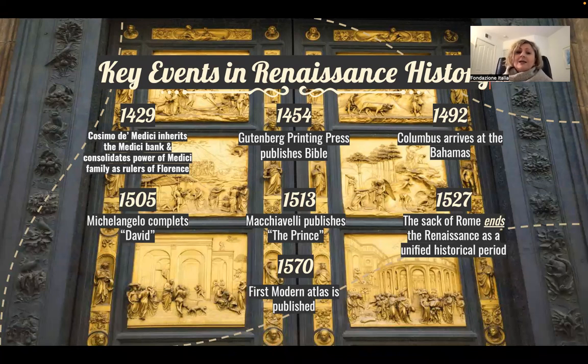In 1505, Michelangelo completes David. In 1513, Machiavelli publishes The Prince, all in the early 1500s, at the peak of the Renaissance. And as I said, in Italy the Renaissance finishes or ends, obviously it does not end, it will continue, but generally historians mark the end of the Renaissance in Italy around 1527, when Rome was sacked by the armies of the German Holy Roman Emperor. And in 1570, the first modern atlas is published, finally giving a visual view of the new world, of what the planet really looks like.